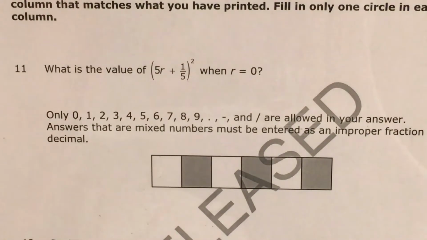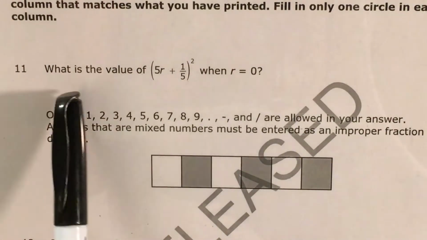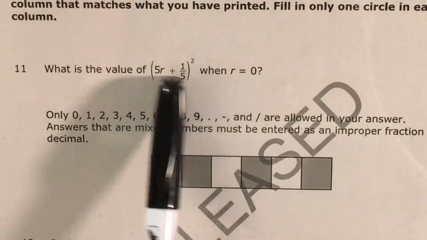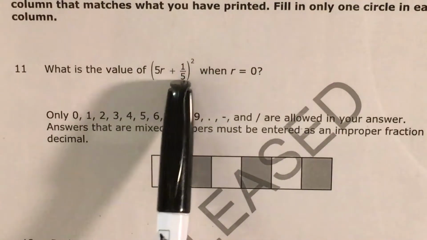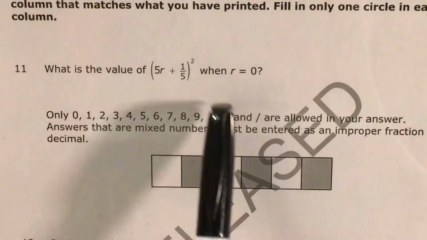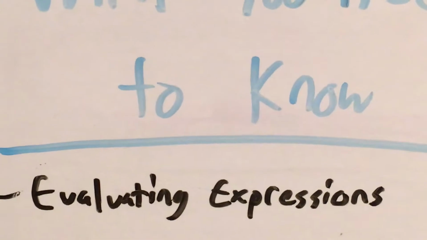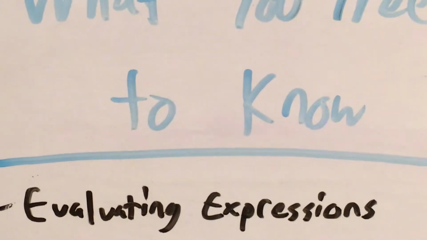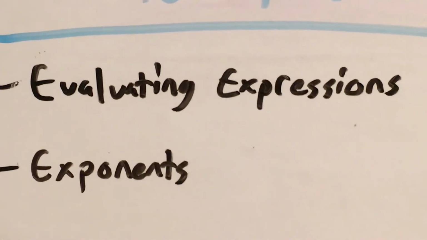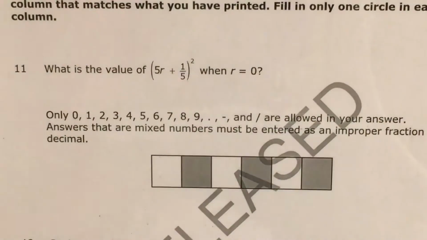This is Mr. W. Today we're going to tackle question 11 in the 6th grade math questions that North Carolina released this past school year. The question is telling us to figure out the value of this expression here, (5r plus 1/5) in parentheses, squared, when r equals 0. So in order to do really well on a question like this, we'll need to know how to evaluate an expression, how to do exactly what this is asking us to do, and we'll also need to know a little bit about how exponents work.